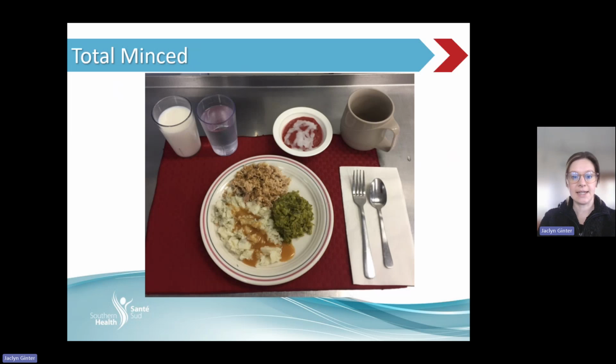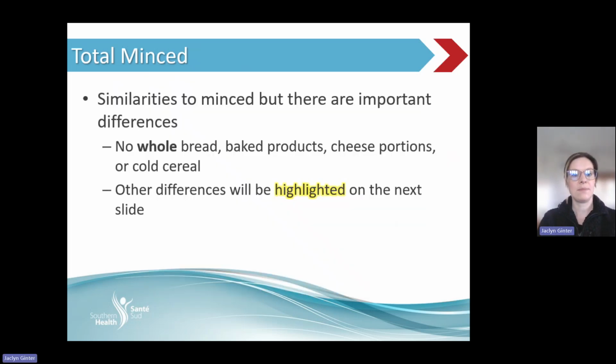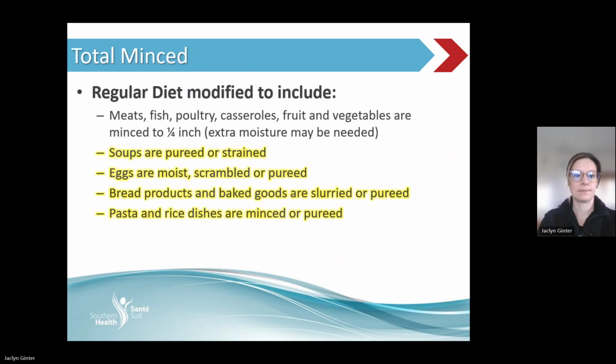Now, in the total minced diet, everything is in minced form. The dessert often comes pureed, and the bread is missing. So we exclude all bread products from this diet. So it's similar to the mince, but the important differences would be no whole bread, baked products, cheese portions, or cold cereal. Other differences we'll highlight next.